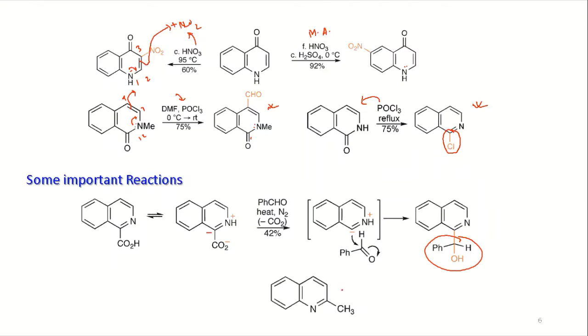Another reaction: if you have the methyl at the 2 position, this methyl proton is acidic. Why acidic? Because with respect to the methyl, you have nitrogen at the alpha, the 2 position, right? And that nitrogen can act as the electron sink. So the negative charge, if you generate, will be stabilized. That's why the proton is very, very acidic at this methyl carbon.